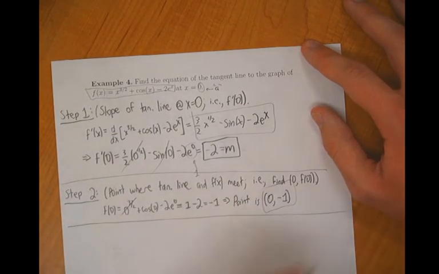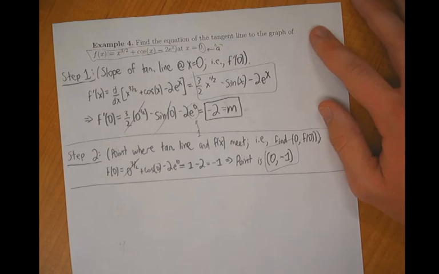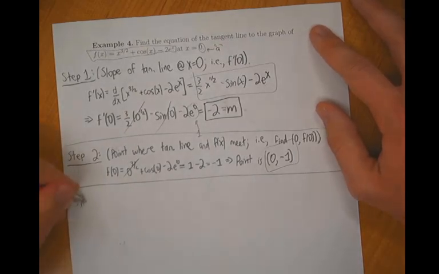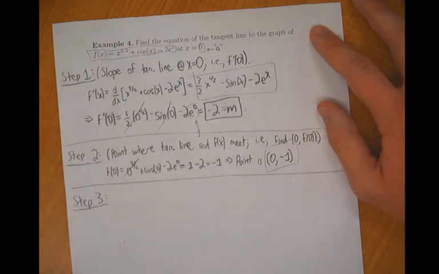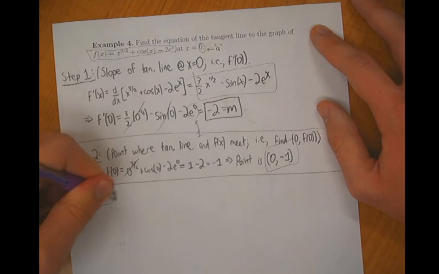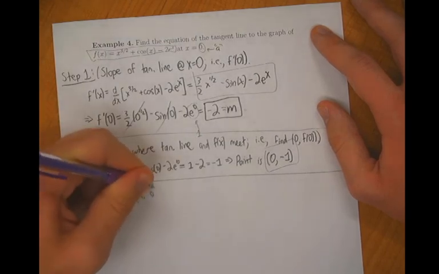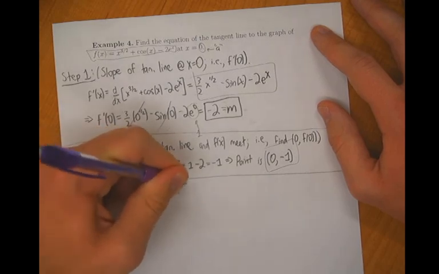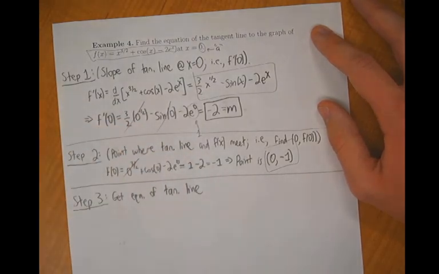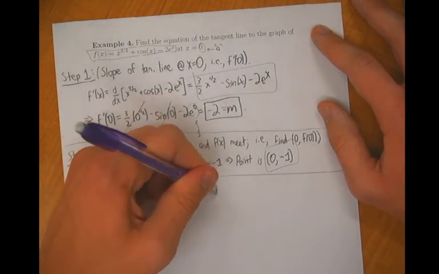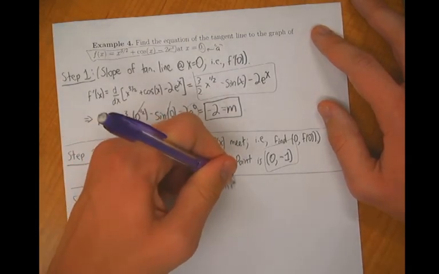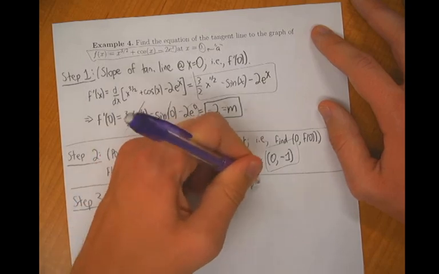So now last but not least, step 3. Take our slope and the point on the tangent line and use that to get our desired equation for it. And get the equation of the tangent line. Okay. So in this case, remember, in this class, we're going to be using the point-slope form to expedite things by quite a bit.